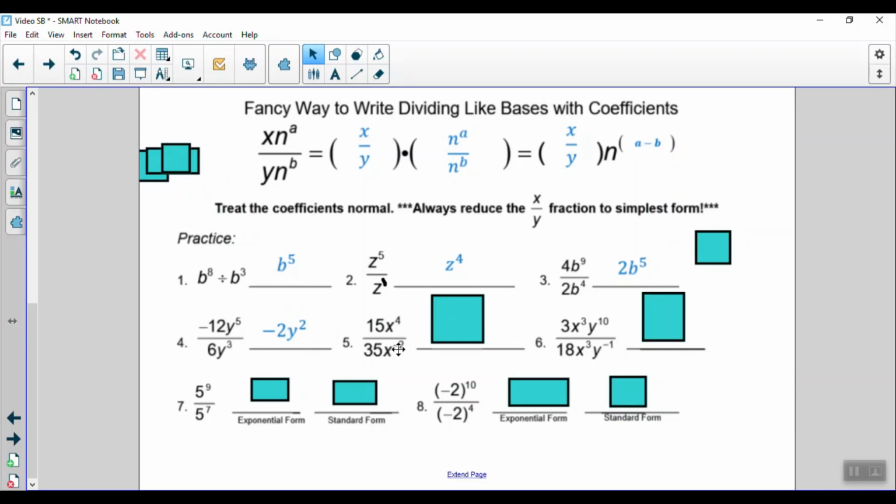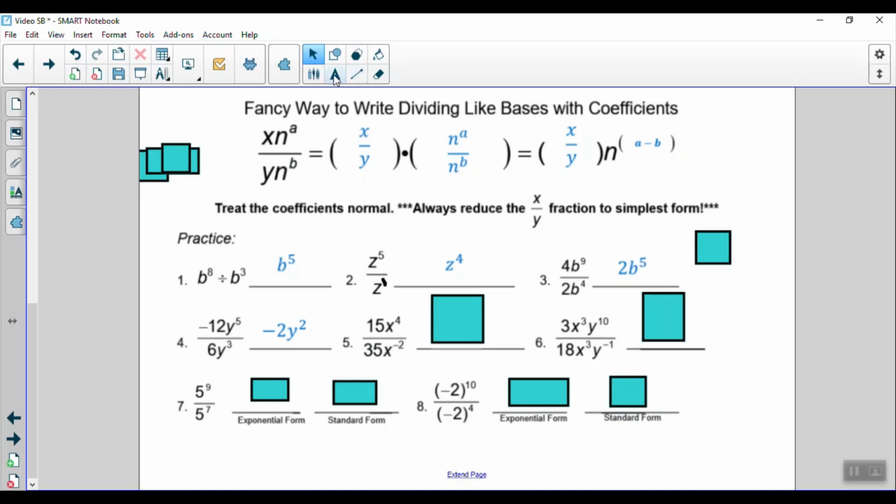The next two are a little bit different. If you notice, these are regular fractions. They're not improper fractions like this one. So when we divide 15 divided by 35, it would give us a decimal. We don't want decimals in our exponent answers. We want to keep everything as a fraction.